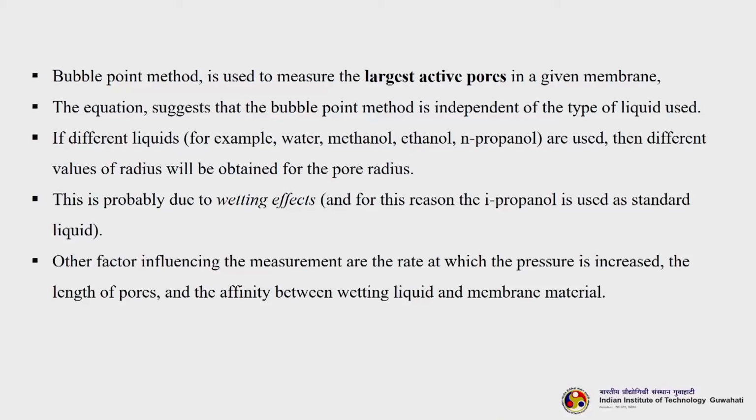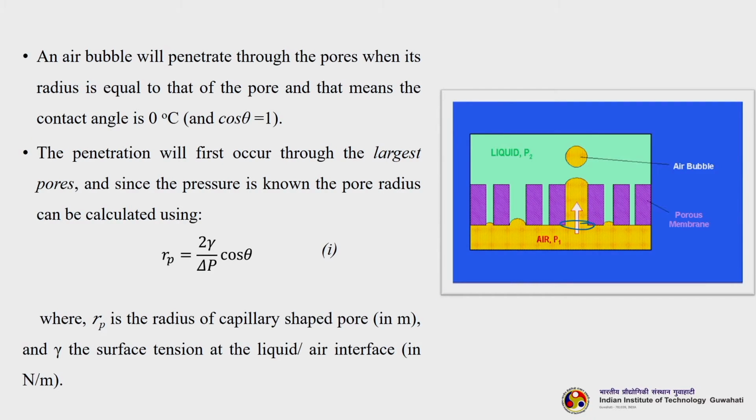The equation suggests that the bubble point method is independent of the type of liquid, because the equation is R_p equals 2 gamma by delta p cos theta. If cos theta is 1, then it is 2 gamma by delta p. So here R_p is a consequence of nothing but delta p, and surface tension is of course constant. So the type of liquid has nothing to do with this equation.